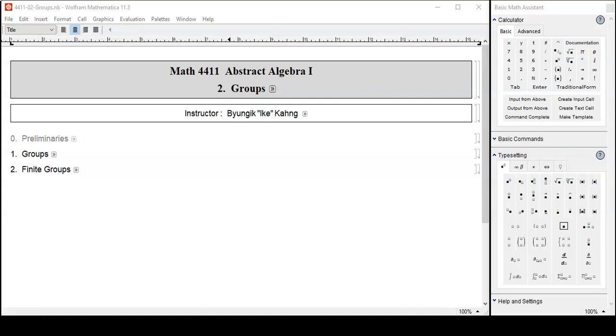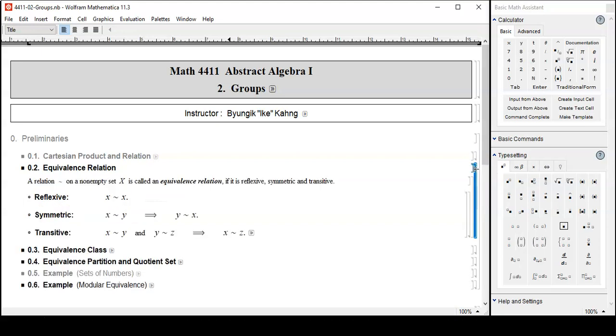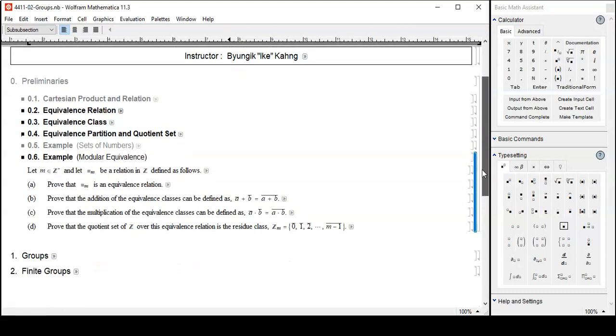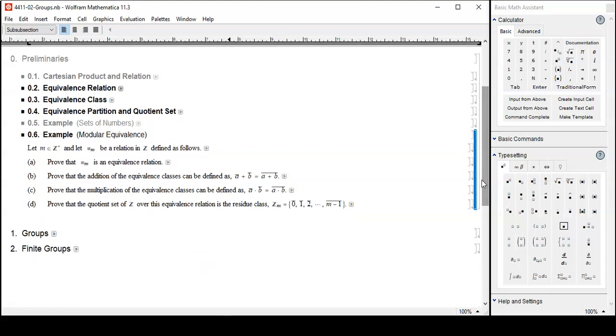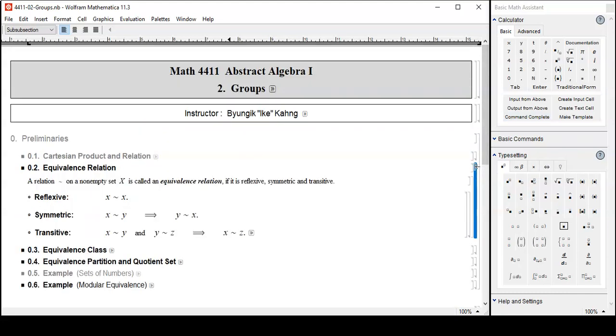But before starting, let's have some discussions on preliminaries. In particular, I'd like to talk about equivalence relation and modular equivalence as an example of that. The modular equivalence will be useful in section 2 of this notebook, so remember that, and let's begin. Here's the definition of the equivalence relation.